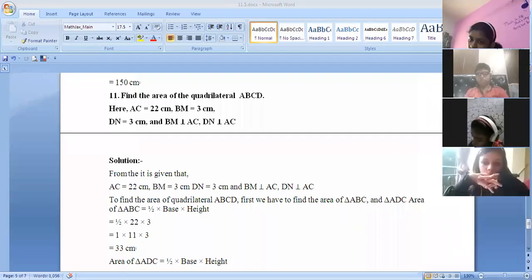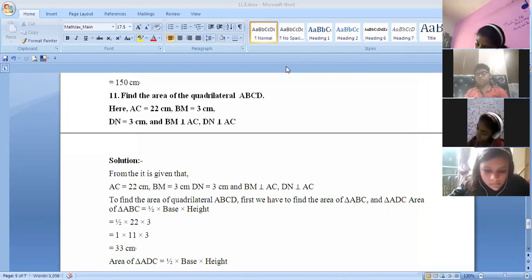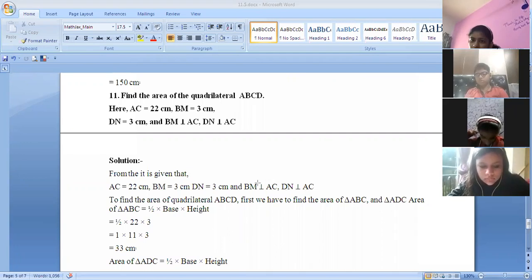In question number 11, we have to find out the area of a quadrilateral ABCD. AC is 22, BM is 3, DN is 3, and perpendicular. The opposite T sign resembles that it is a perpendicular sign, okay?